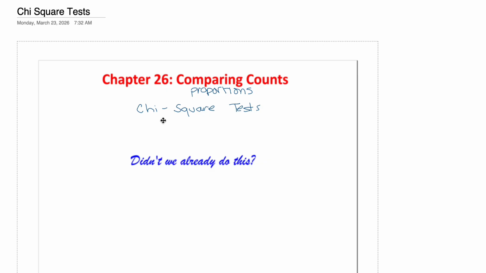So before, we often talked about the test for means or proportions. In here I want you to focus on this: the chi-square test is only for proportions, and it only has a test. There is no confidence interval for it. And didn't we already do this?